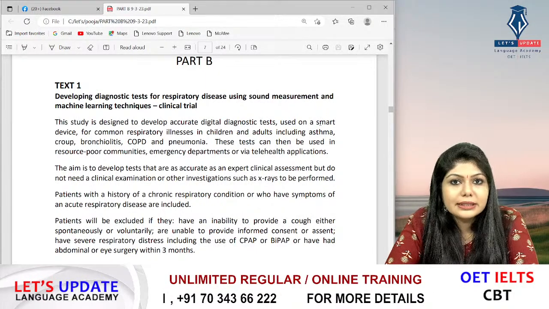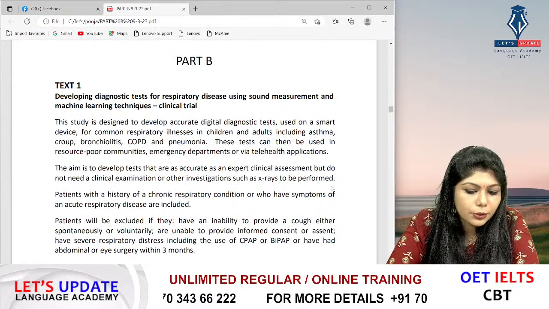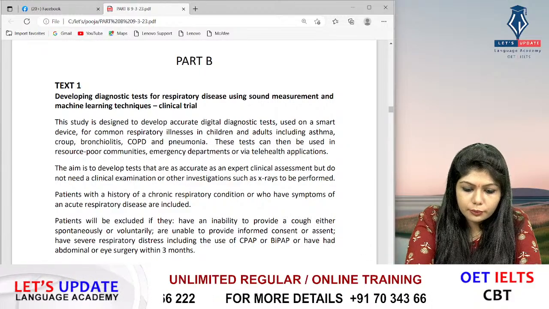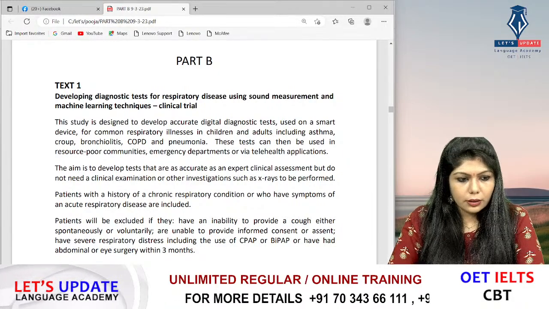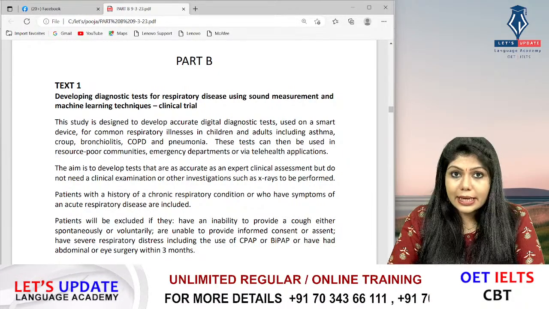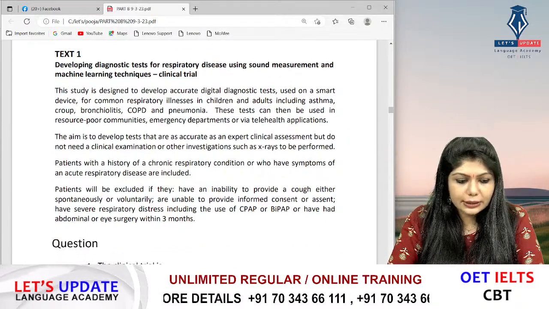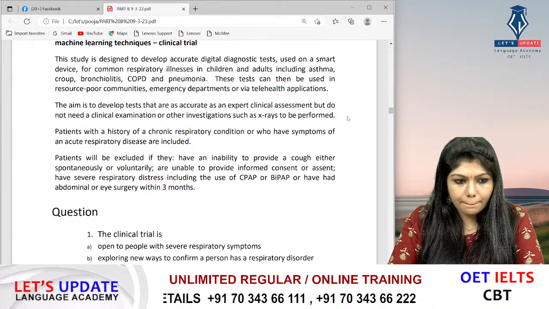I hope you can see this on your screen. This is the part B module of a reading subtest, and I hope you can see this extract, text 1. You can see the heading, the extract, the question, and 3 options.